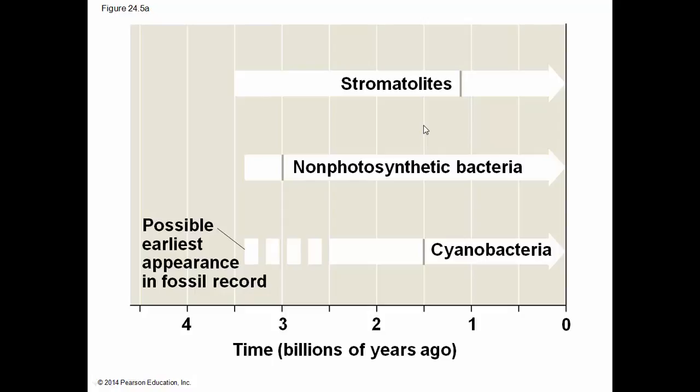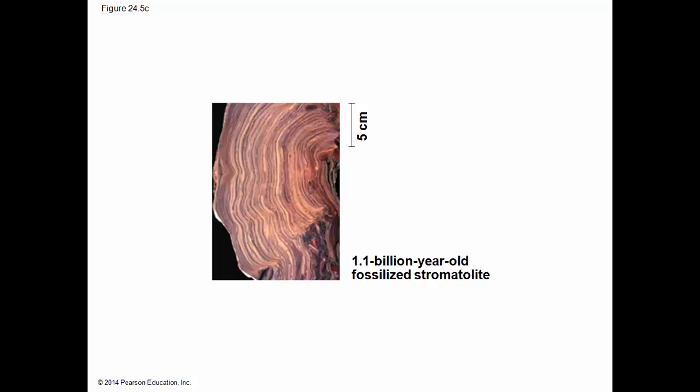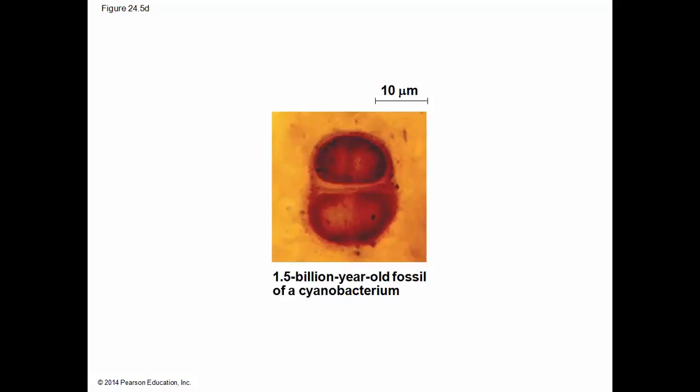Okay, stromatolites, non-photosynthetic bacteria, earliest possible earliest appearance in the fossil record. Okay, 3.5 billion year old cluster of non-photosynthetic bacteria. 1 billion year old fossilized stromatolite, and 1.5 billion year old fossilized cyanobacteria.